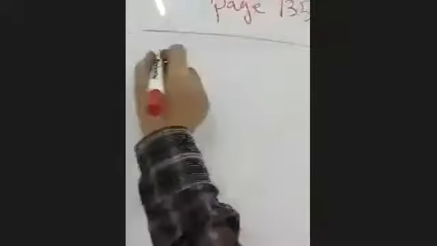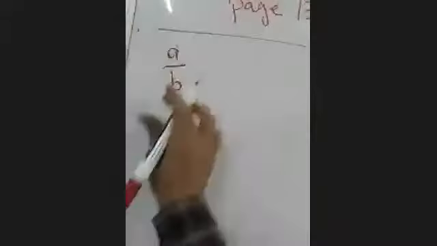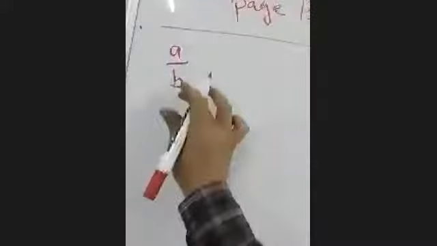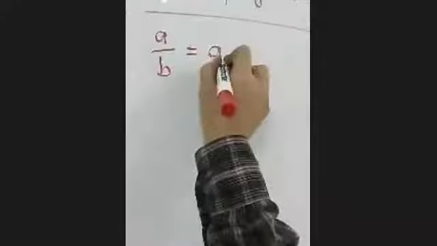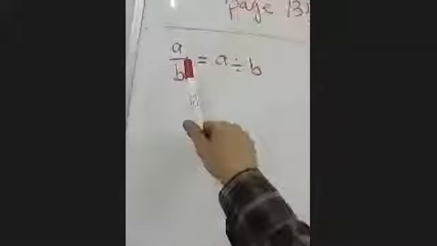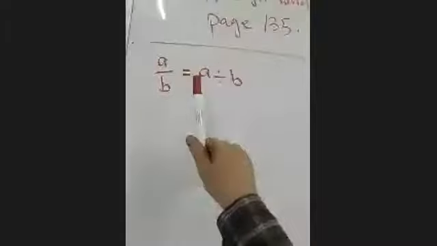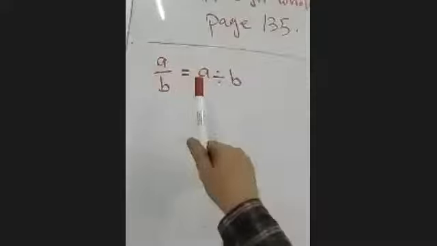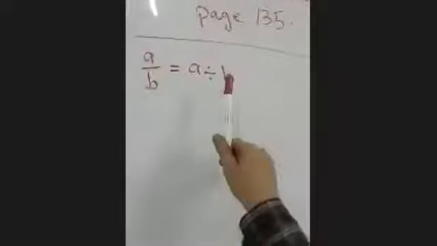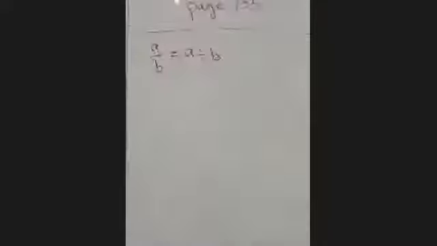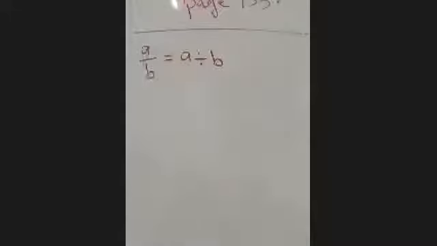When I say A over B, it is the same as A divided by B. It's very important. And it's the same in the long division, if we put the A here and the B here.